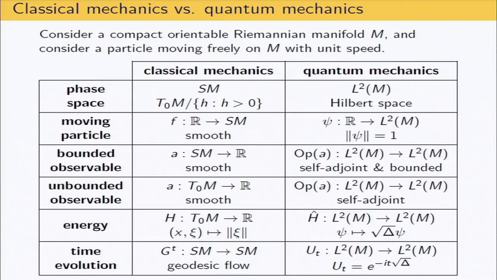So in quantum mechanics, phase space is the L2 space of M with respect to the volume form of the manifold. It's a Hilbert space in the usual way with the usual scalar product. And then a moving particle is no longer a moving point in phase space, but it is a moving wave. So you can think of a point particle as being a wave with a high peak where the particle is, and then this high peak moves around in phase space, which is now the L2 space.